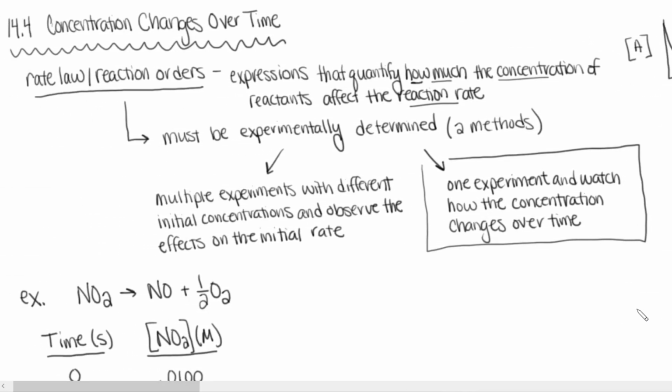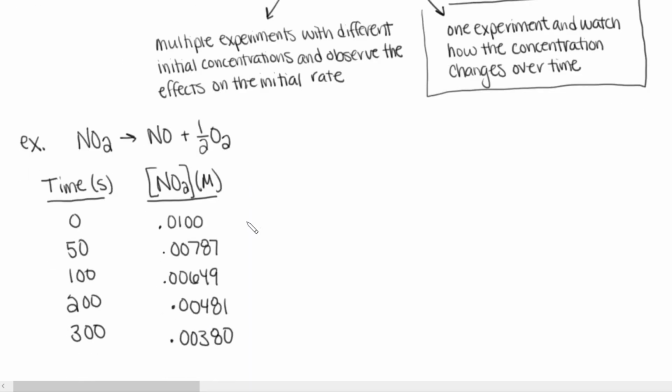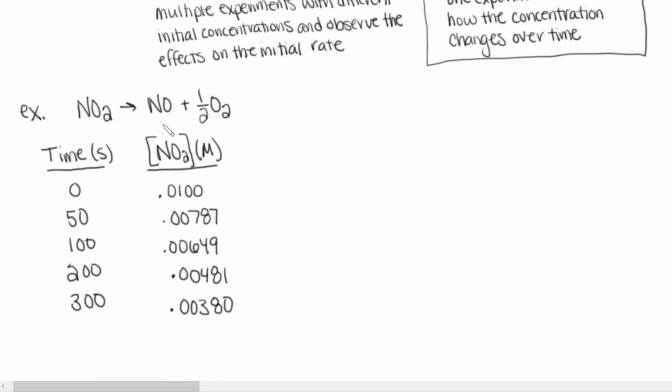And we can see it's the decomposition of nitrogen dioxide into nitrogen monoxide and oxygen gas. And you can see I'm watching this reaction take place over the course of 300 seconds. And the concentration of the NO2 is going down over time, which makes sense, right? Because it's a reactant. And so as this reaction proceeds, this concentration is going to decrease over time.